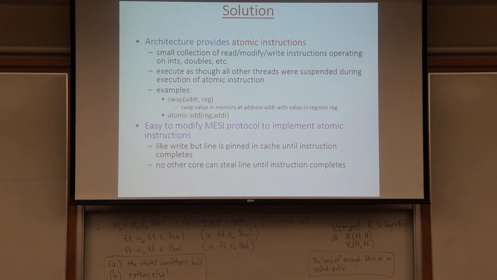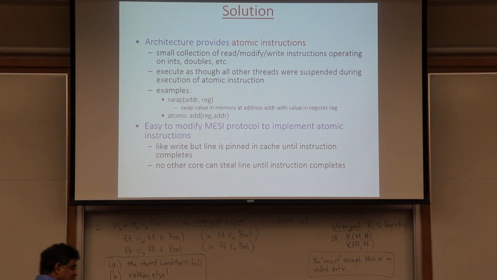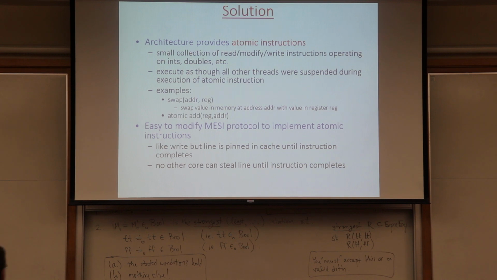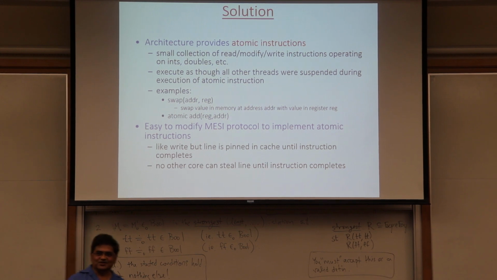So in fact, it turns out, given the cache coherence architecture that I showed you, it's actually very easy to implement swap, for example, or add. So let's take a look at that, and maybe that'll give you a sense of the overhead, okay? So hold that question, we'll come back to it. Oh, in fact, it's on the same slide. Easy to modify the MESI protocol to implement an atomic instruction.